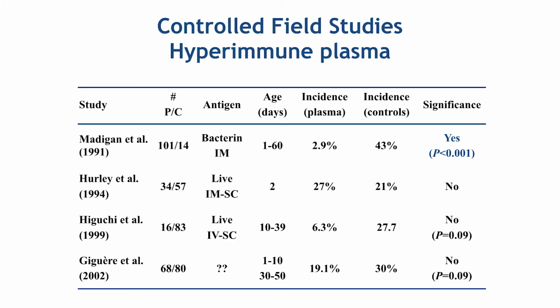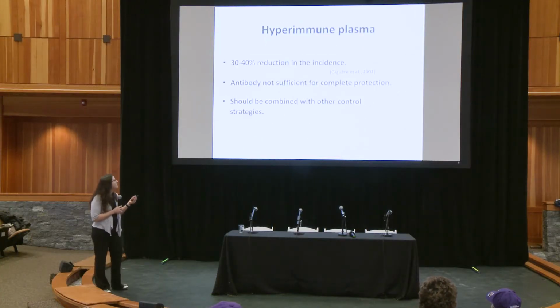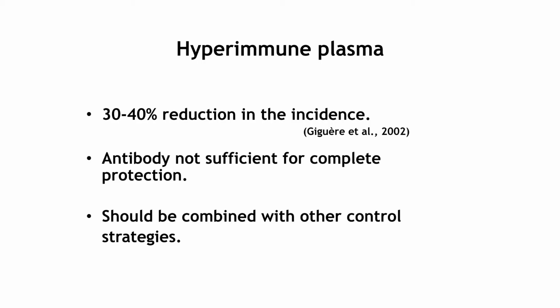This is a very busy chart, but there are only 4 studies, all of which are very old at this point, looking at how effective hyperimmune plasma is at decreasing the incidence of Rhodococcus on endemic farms. In only one of these 4 studies, did the plasma actually reach significance at decreasing the incidence compared to the control foals who didn't get plasma? However, if you look at the overall incidence, there is thought to be about a 30 to 40% reduction.